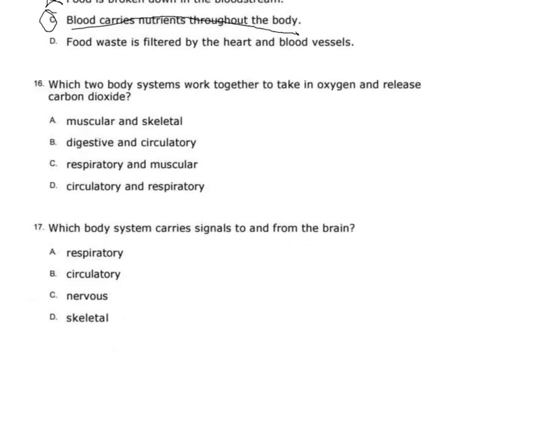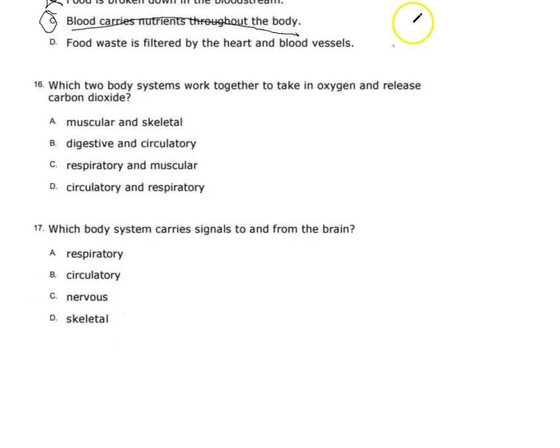All right, number 16. What two body systems work together to take in oxygen and release carbon dioxide? Sterling, what has to be in the answer if we're taking in oxygen? It has to have respiratory in there. This one does not. This is a terrible question. They should have put respiratory. There we go. There's respiratory and circulatory. But to take it in, you have to have that muscle. What's that muscle called? Diaphragm. All right, C.